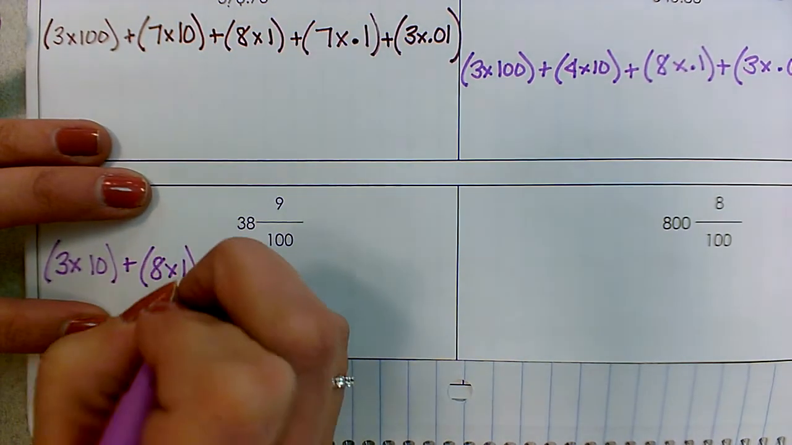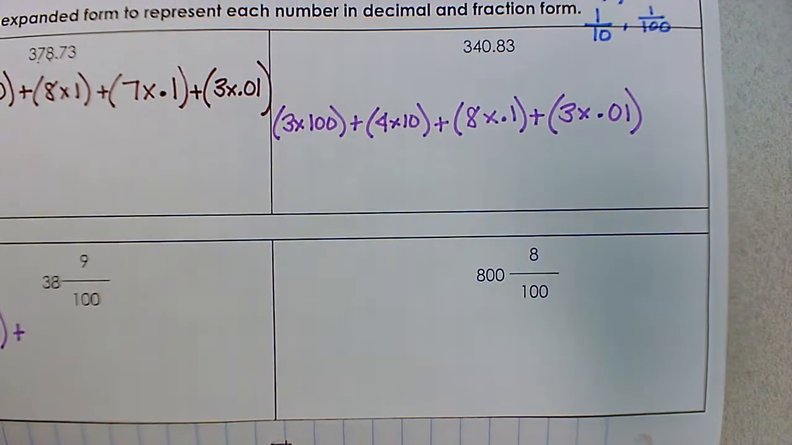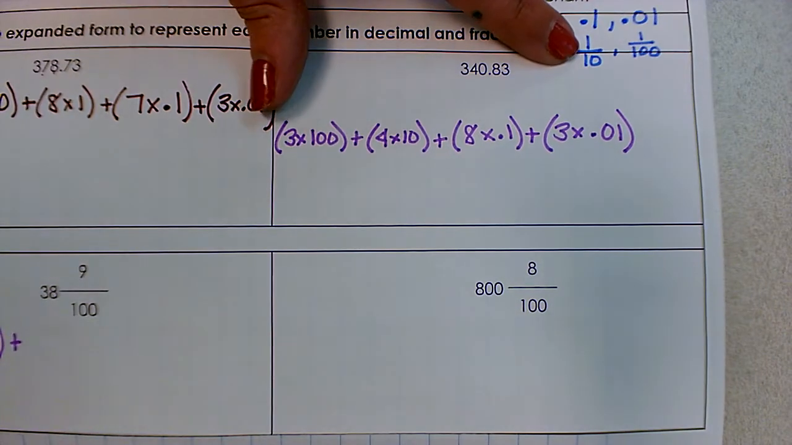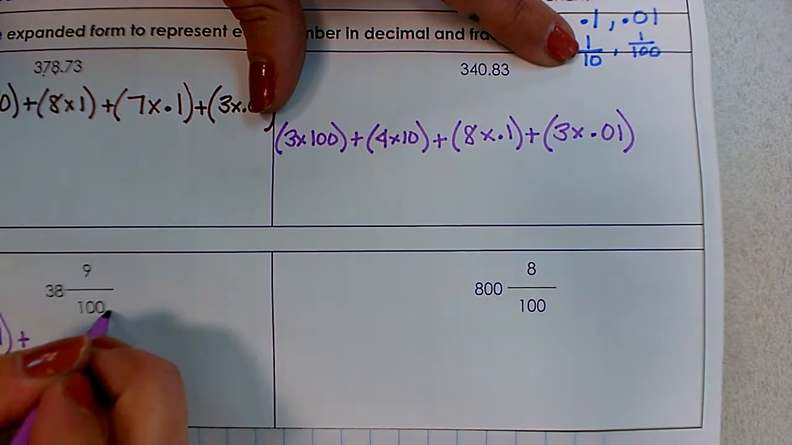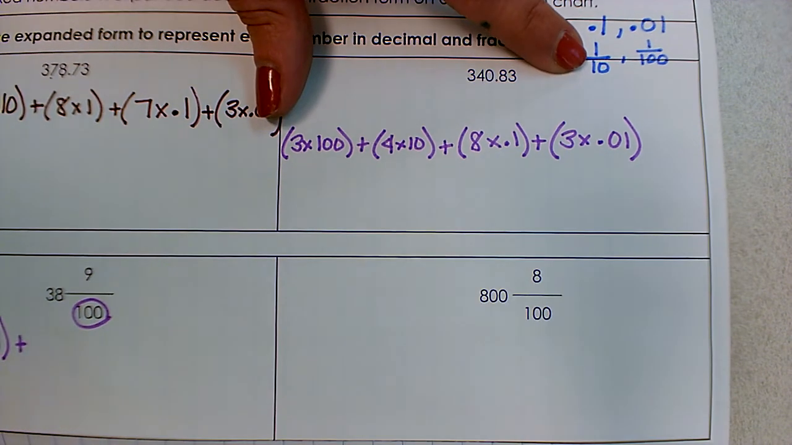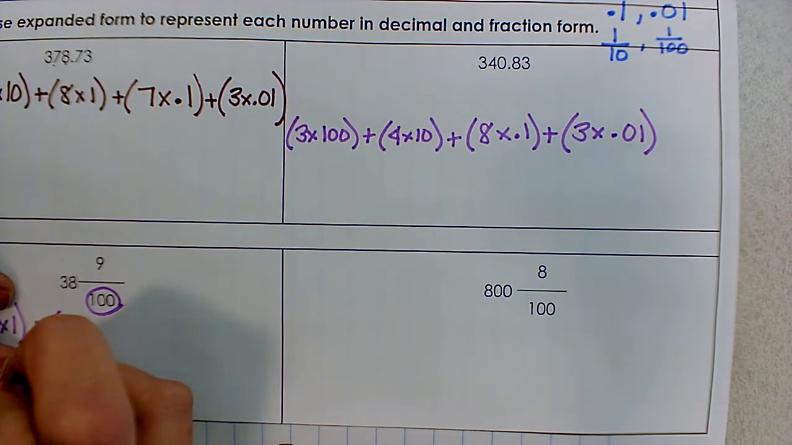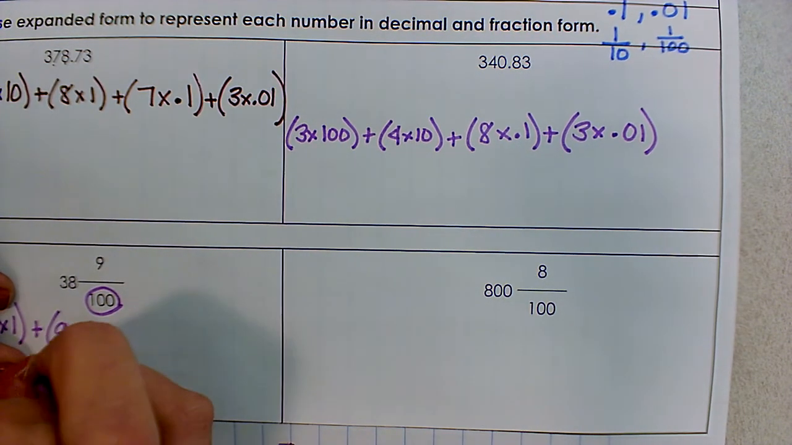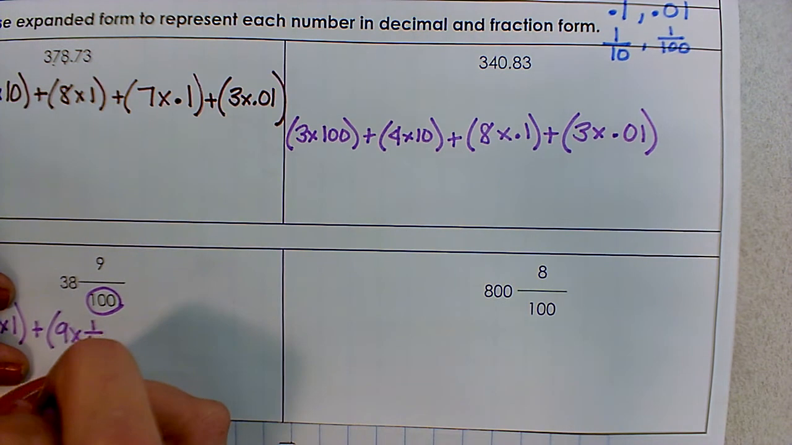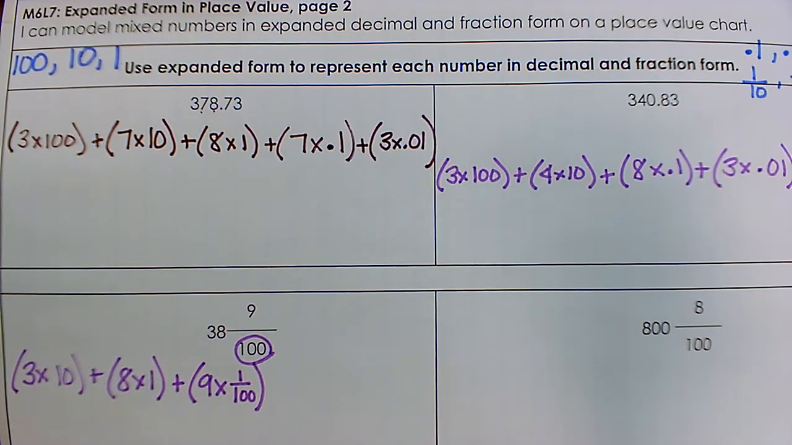8 times 1 plus. All right, I know my next place value that I wrote down is 1/10, but I don't have tenths, I have hundredths. So already I'm going to leave that alone and say I don't have any tenths. So I'm going to add 9 times 1/100. And that's the end of that expanded form.